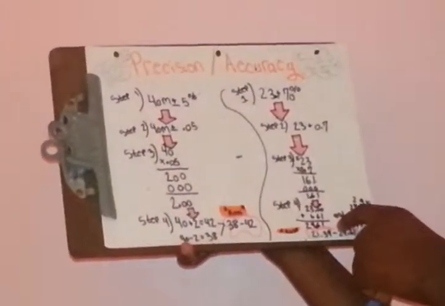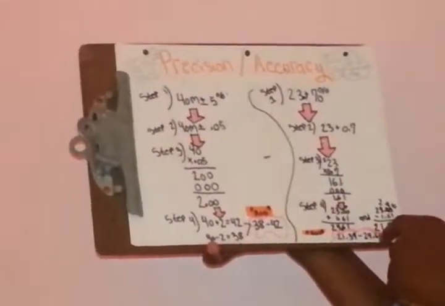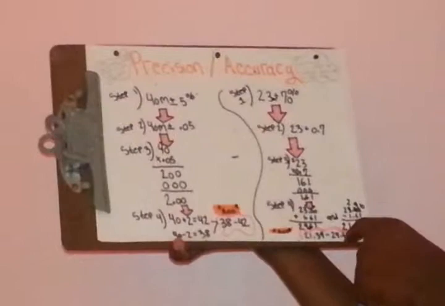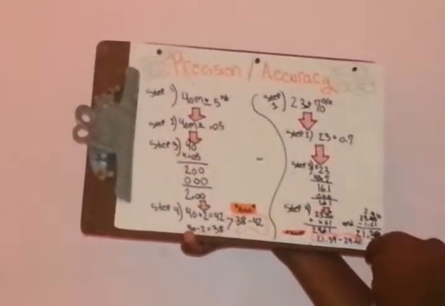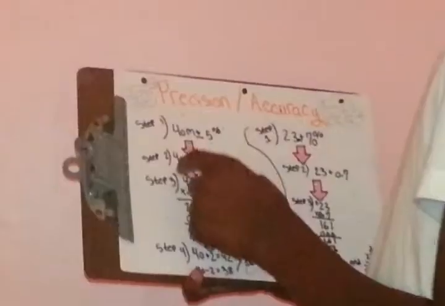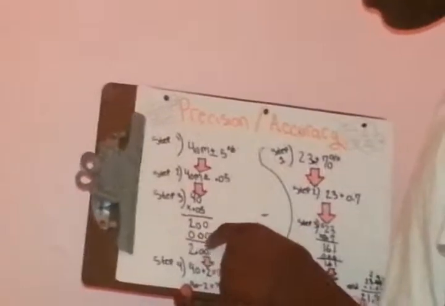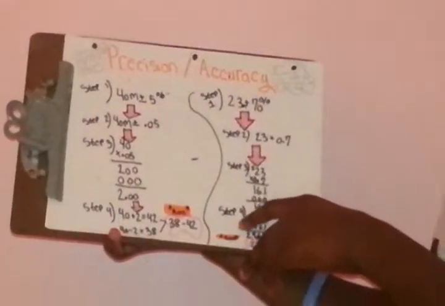Then you would do 23 minus 1.61, that would give you 21.39, and your range would be 21.39 to 24.61. And the definition of precision and accuracy, we'll start with accuracy. Accuracy is how close a measured value is to the actual value, and precision is how close the measured values are to each other.